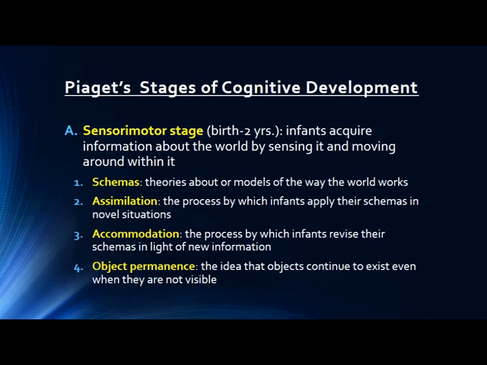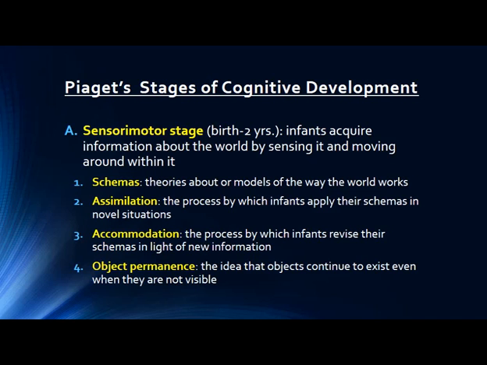We'll start with the sensorimotor stage. This is birth to about 2 years. Infants acquire information about the world by sensing it and moving around within it, hence the cleverly titled name sensorimotor stage. So they're looking at it, seeing it, and wandering around in it. They start to develop schemas, or models, about the way the world works, some of which are accurate and some of which are not, but they start to understand how things work.